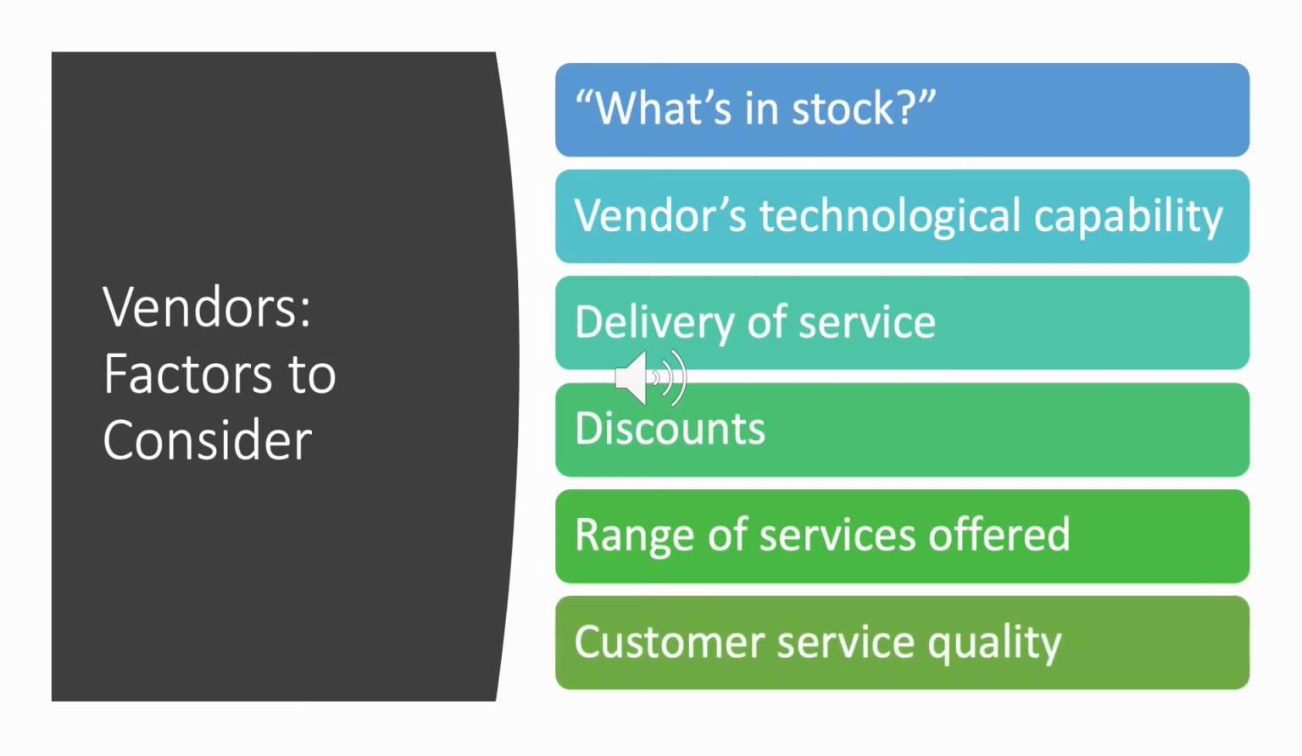When determining what vendor to work with, a library should question what's in stock. That's probably the most obvious factor as it relates to what they provide and whether that aligns with what the library needs. One should also consider the vendor's technology capabilities and capacity. Are they able to work with the library systems the library has? And can the library work with the systems the vendor is providing? If it can be discovered, the delivery of their services should be considered and noted.